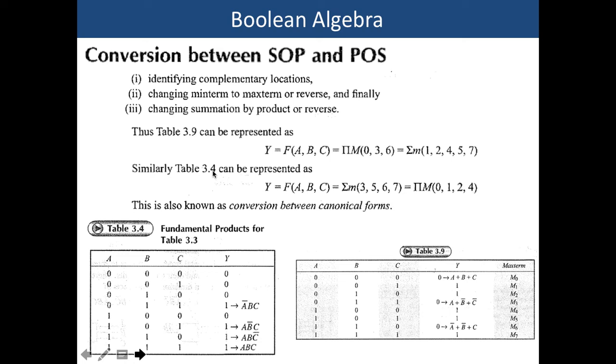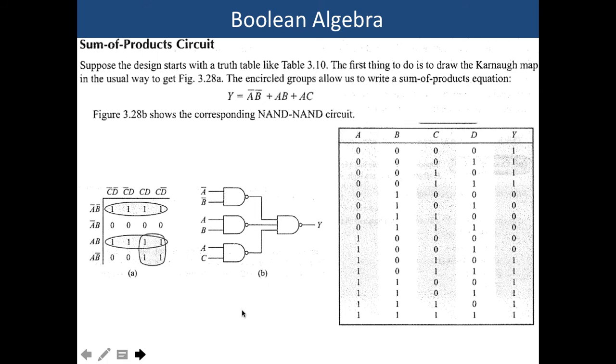For table 3.4, this is for 3, 5, 6, 7. It is the sum of the products, but 0, 1, 2, 4 is the product of the sums. So we can convert from SOP to POS. Sum of the product circuit.